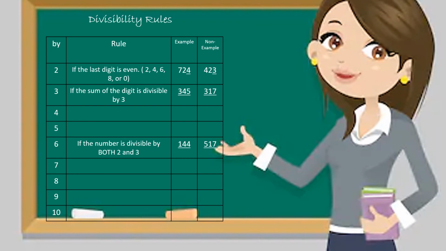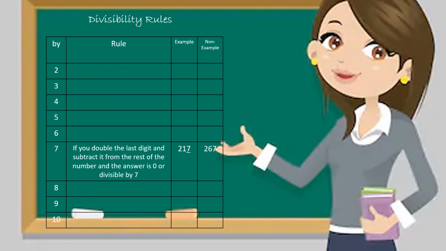Unlike si 517, yung dulo niya na 7, it's not even. So, dun pa lang, hindi na siya pasok. And then, yung sum niya na 5 plus 1 plus 7, that is 13. And that is not divisible by 3. Okay?